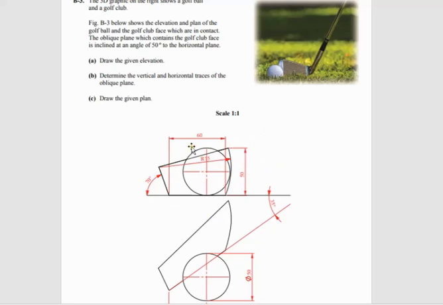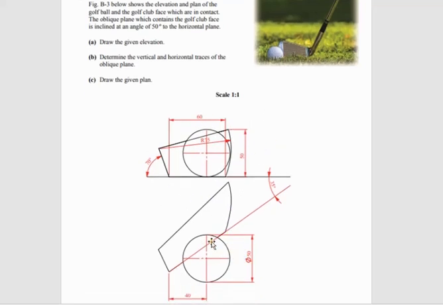The next thing then is to locate the sphere. Looking here, we're told from this point it's over 40, diameter 50, so over 40, up 25, draw our sphere. So that's the first part of the question, draw the elevation.